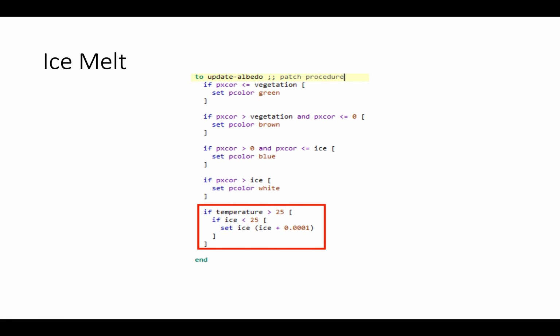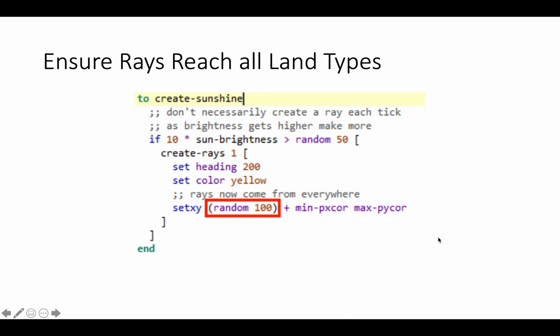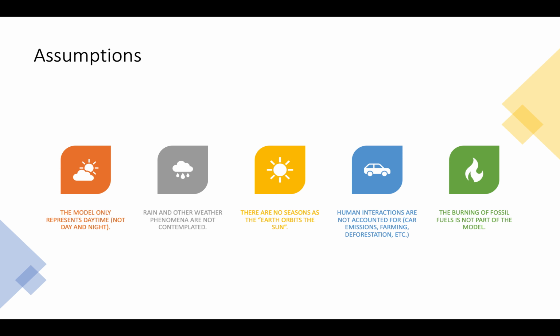I also added a functionality so that ice would start melting after the global temperature has reached 25 degrees Celsius or higher. So once it hits that temperature, ice is going to start melting at a rate of 0.0001. I also modified the code to ensure that the rays hit all land types, because in the original model they would only hit one specific spot of the land, and I wanted the rays to hit all land types.